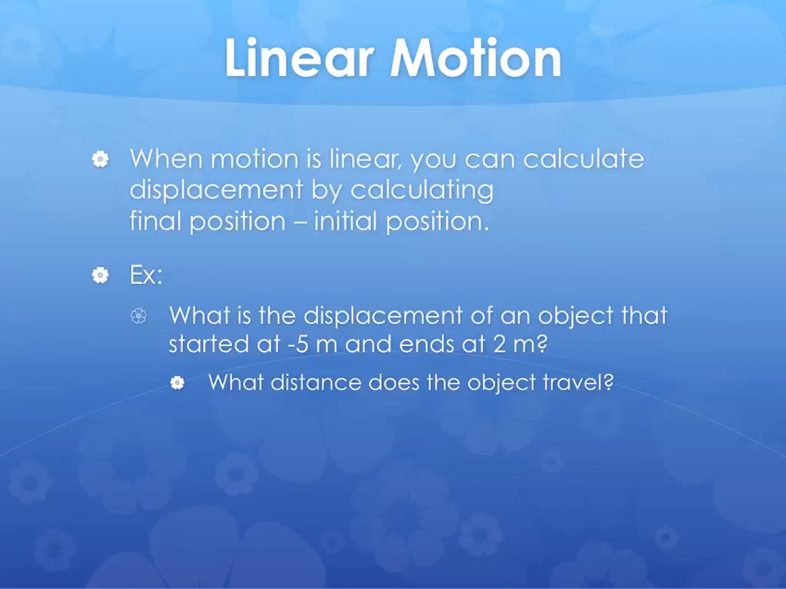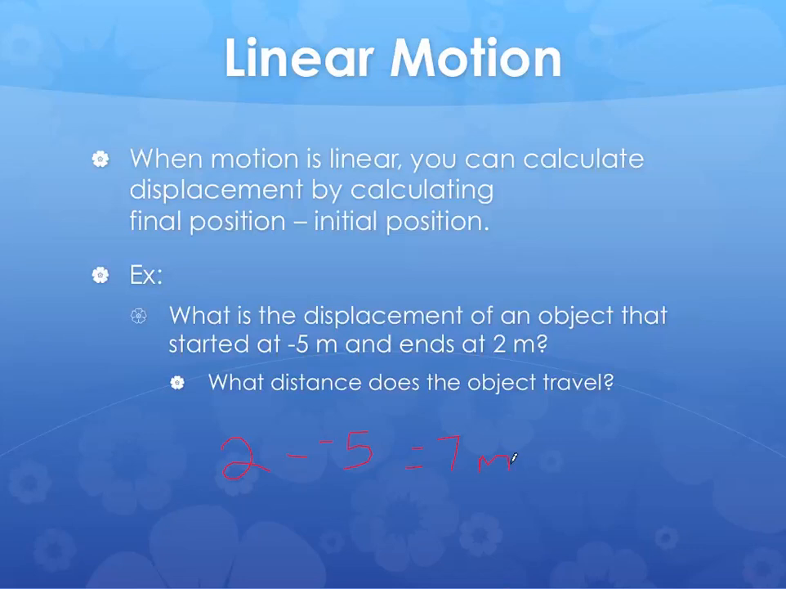So to calculate displacement, we could do final position, which is 2, minus initial position. So we do minus negative 5. So the displacement is 7 meters. They are 7 meters from where they started.